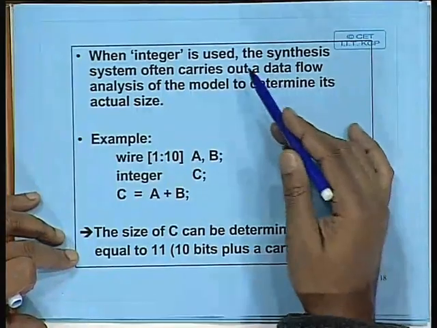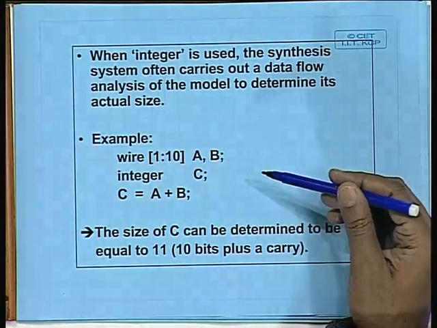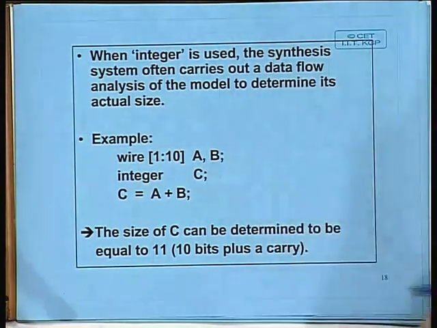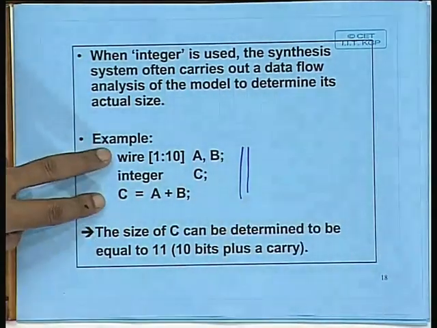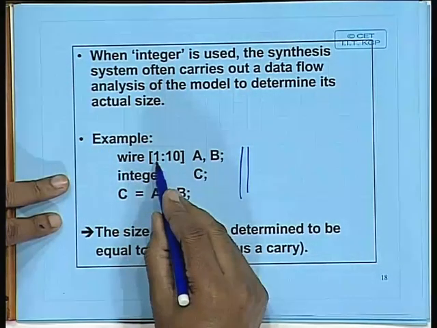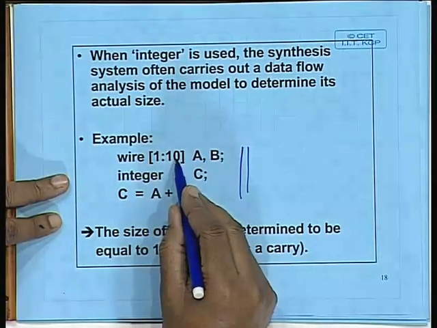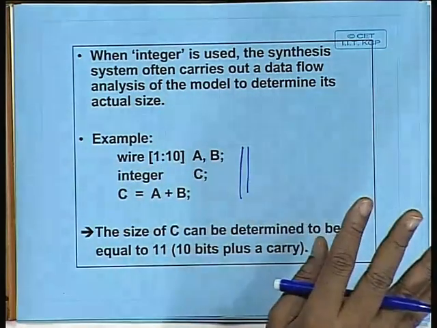Here is a small example to illustrate that when you are using integers, the synthesis system can deduce the exact size of the value. For example, if you have a Verilog code segment like this, 1:10, you can also specify it like this. This means 10 will be your LSB, 1 will be your MSB. Numbering you can specify in whatever way you want.